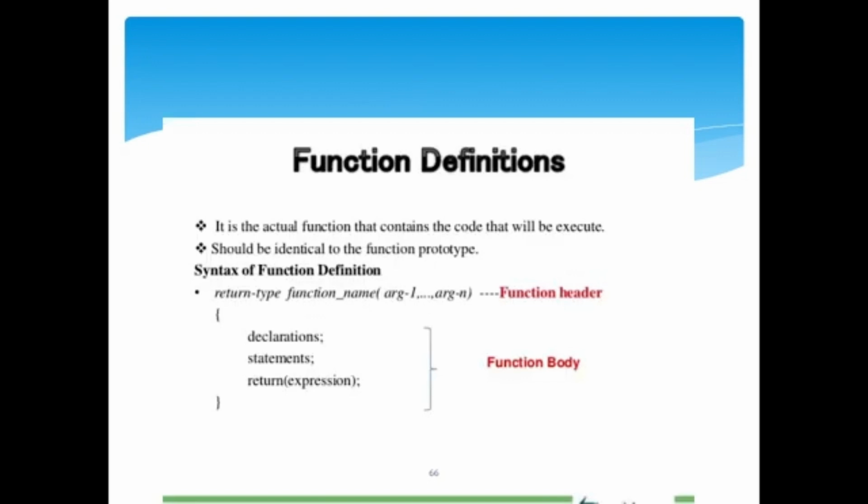Function definition is the actual function, the main function where the code will execute. Remember, it must be identical to the function prototype. Whatever header you have given, it must be identical. You can check the return type, function name, and arguments; declarations, statements, or return statements, whatever you want, you can give inside them.